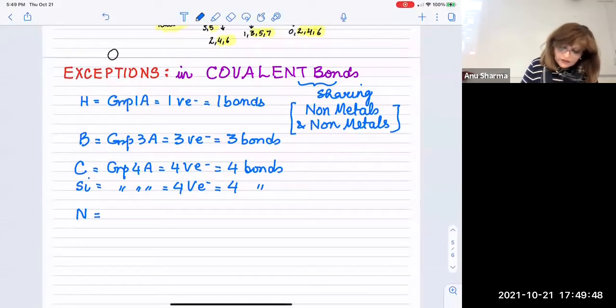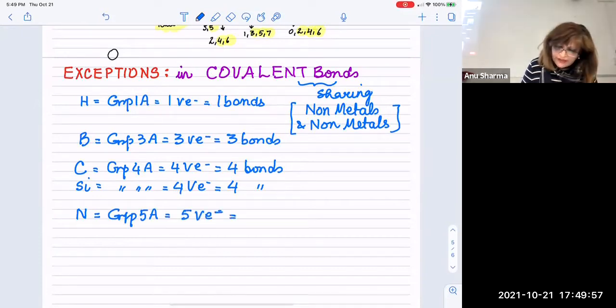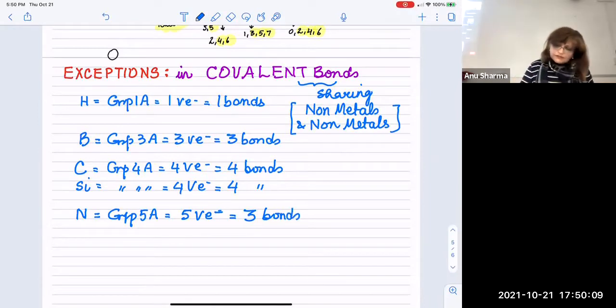Nitrogen, yes, it belongs to group 5A, and just like we talked about, 5A has 5 valence electrons. So nitrogen ideally should make 3 bonds. No, sorry, 3 bonds, not 5 bonds, 3 bonds for nitrogen. And that happens. But sometimes there are exceptions even with nitrogen. It can also make 4 bonds.